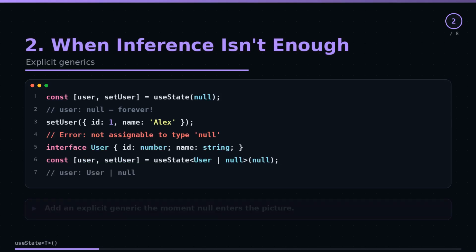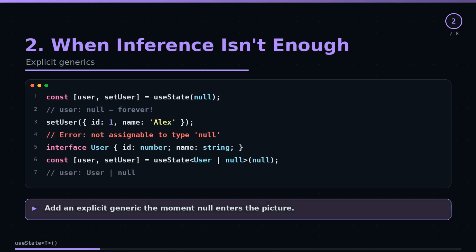2. When inference isn't enough: explicit generics. Inference breaks down the moment your initial value doesn't represent every shape the state will ever hold. The classic example: state that starts as null but will later hold a real object. const [user, setUser] = useState(null). user is null forever. setUser({id: 1, name: 'Alex'}) gives: Argument of type {id: number, name: string} is not assignable to parameter of type null. TypeScript locked the type to null because that's all it ever saw.